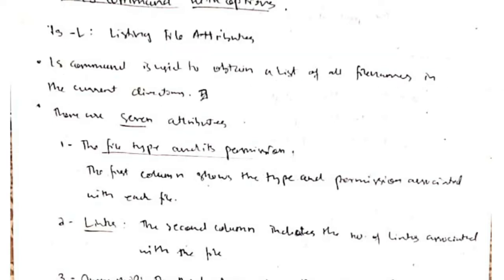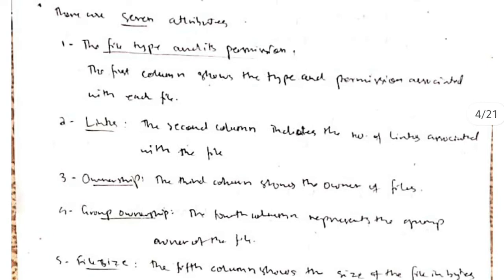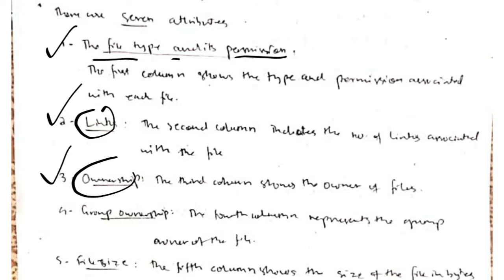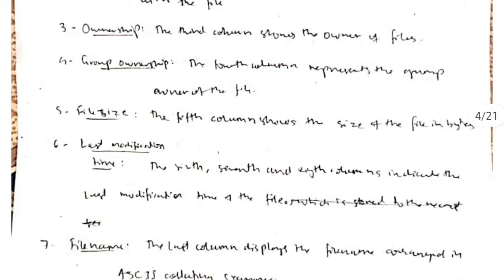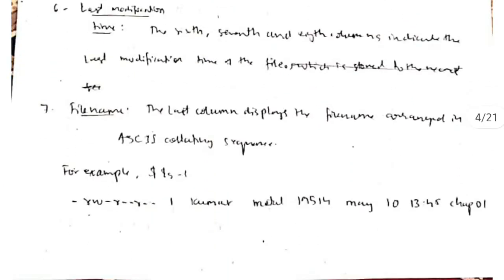This has mainly 7 attributes. The first one is the file type and its permission. The second one is the links, how many links it has. The third one is the ownership, who is the owner, and the group of owners if there is a group, and the file size, and lastly we'll have the modification time. After all of that we have the file name.